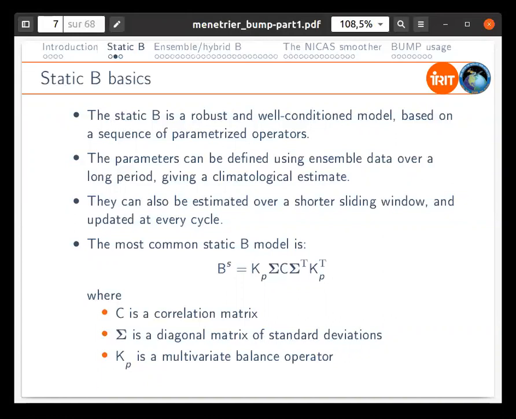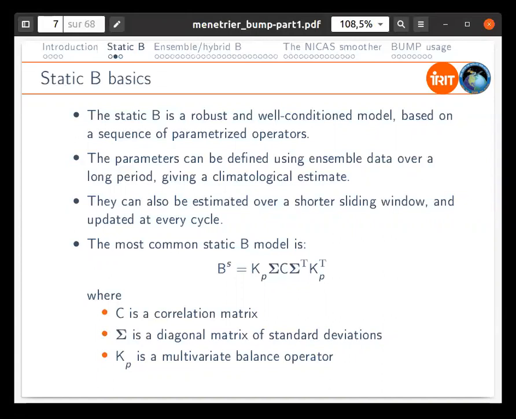And if you do the estimation over a shorter sliding window, you'll get a more flow-dependent static B, but it will be more noisy too. The most common static B model, the simplest, is the one with this first equation, where C at the center is a correlation matrix. On both sides of this correlation matrix, you have sigma, which is just a diagonal matrix containing the standard deviations of each variable.